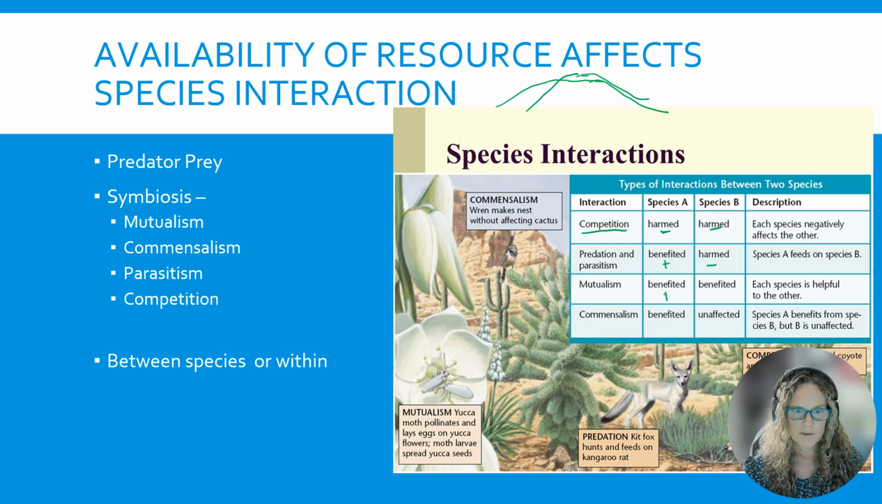Mutualism is when there's a benefit for both of the organisms. And then commensalism is when one gets a benefit and the other one is unaffected. It doesn't really matter. But all of these are interactions that are important, and they kind of drive how an ecosystem works. And this can happen within one species or between several species.